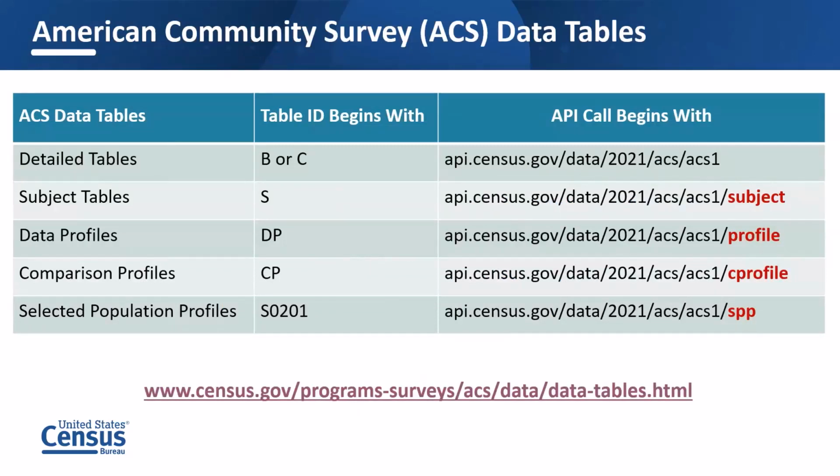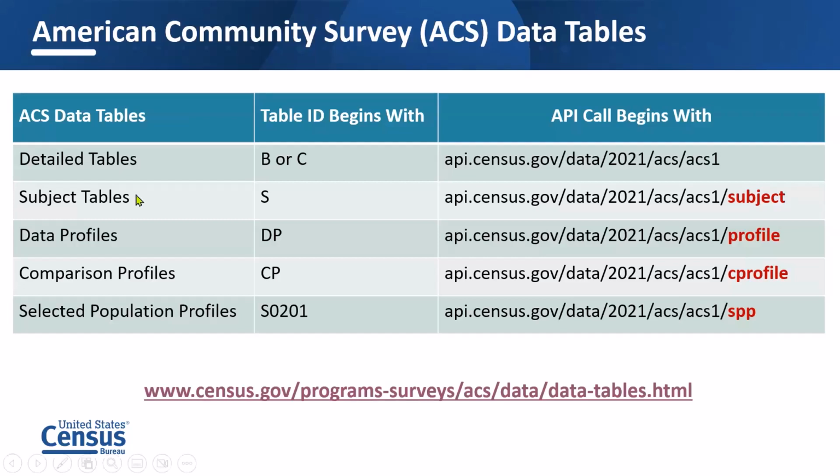Here's the American Community Survey data tables. And these, it's very important that you know the difference between the tables when you're working with the API. We have detailed tables, they begin with a B or C. We have subject tables, they begin with an S. Then you have the data profiles, which begin with a DP. And you have comparison profiles, they begin with CP. And then you have selected population profiles.